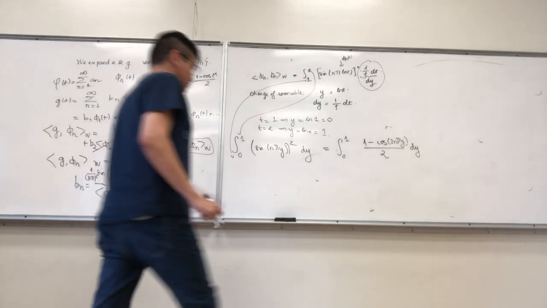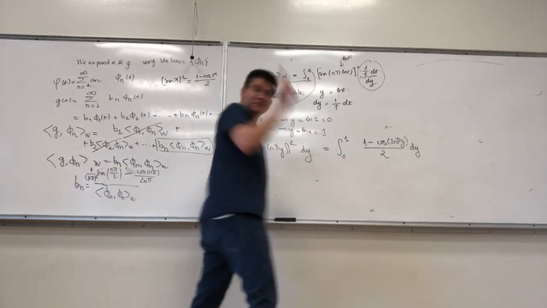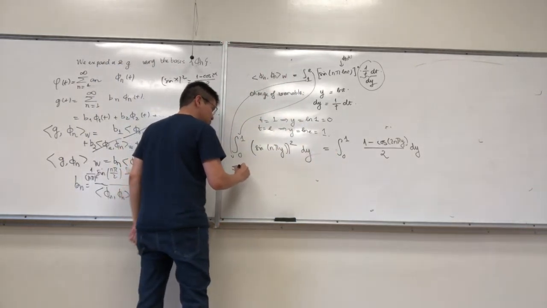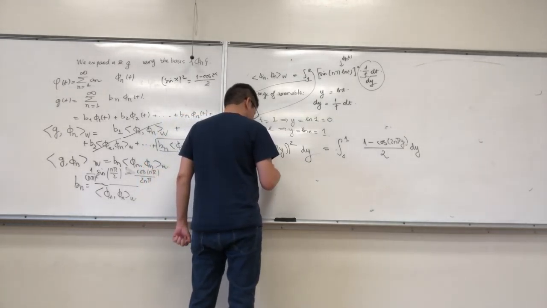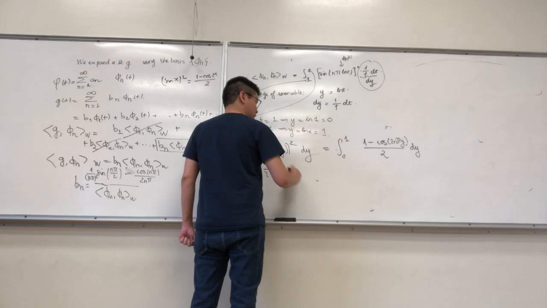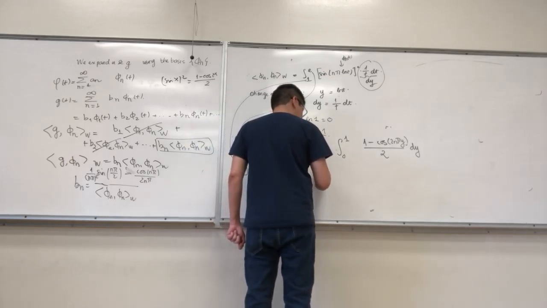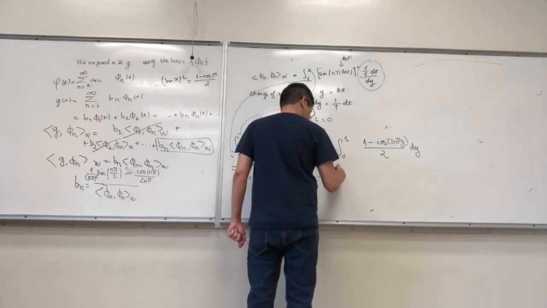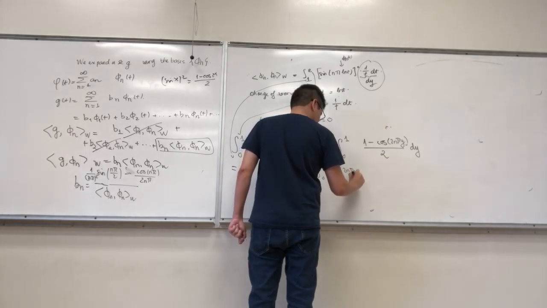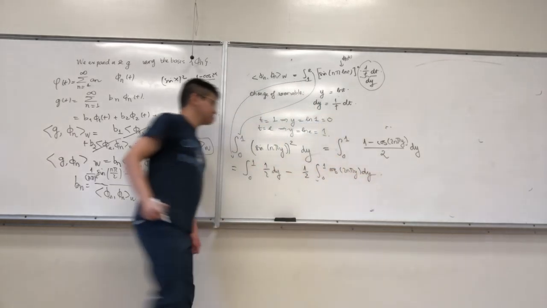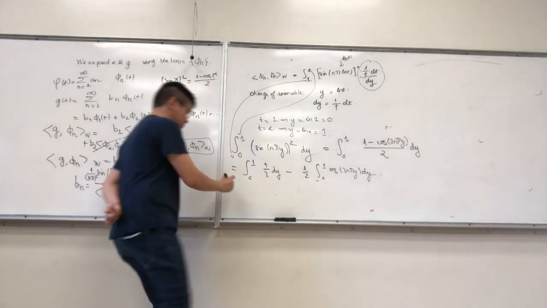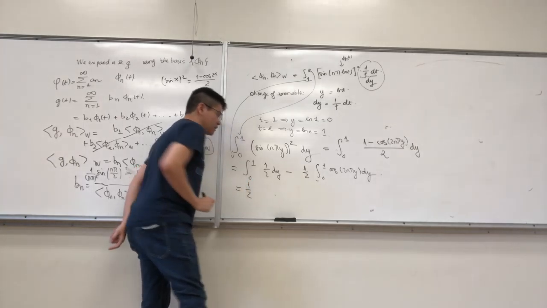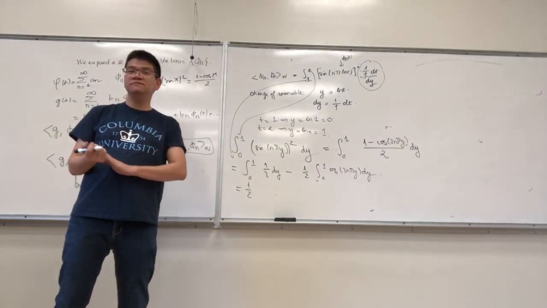Yes, so now I'm going to split this integral. So I have the integral from 0 to 1 of 1 half dy, and minus 1 half, the integral from 0 to 1 of cosine of 2 n pi y dy. So what is the value of the first integral? The first integral gives you 1 half. And how can I compute the second one?